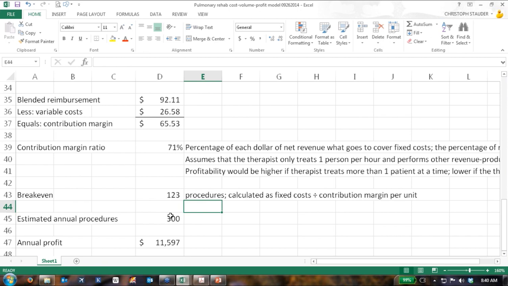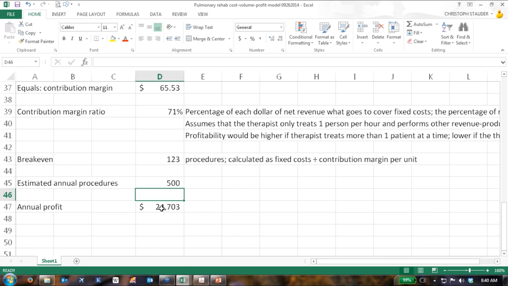And then I put in a number, not knowing, and I told the manager in my email she could put her own number in here, however many procedures she thinks she might do. Let's say she thinks she can do 500 procedures a year, and then you can see what the annual profit is. So you see how simple this model is. It only works, of course, for certain things. It's not going to work where you are paid on a whole episode of care, which is increasingly common.